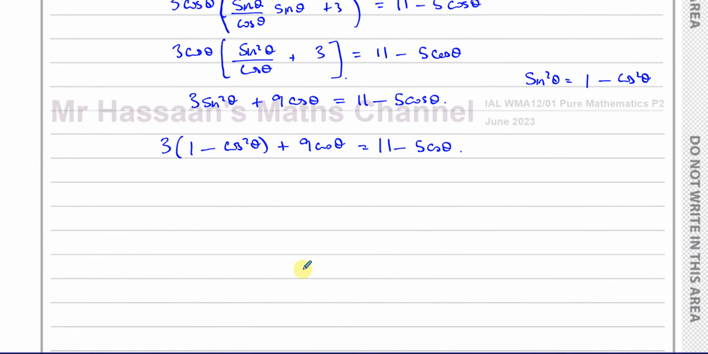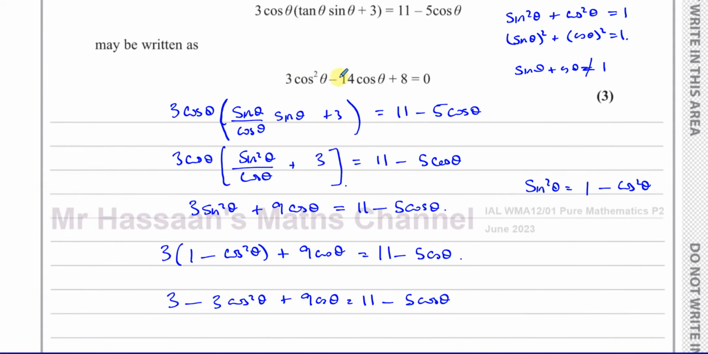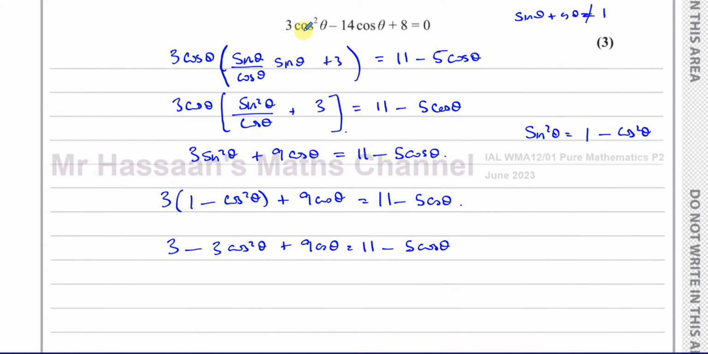So now we're going to expand this. So you have 3 minus 3 cosine squared theta plus 9 cosine theta equals 11 minus 5 cosine theta. Now what we have to end up with is this, where the cosine squared theta is a positive term.